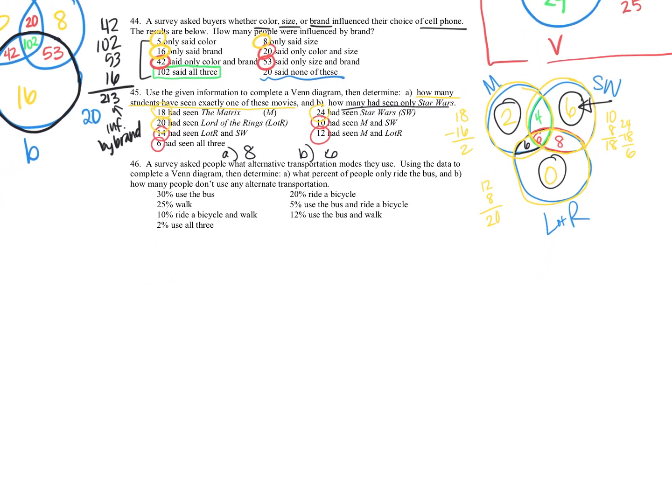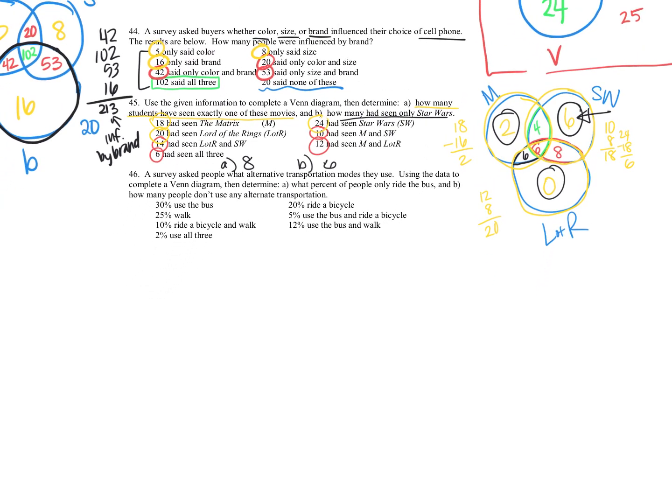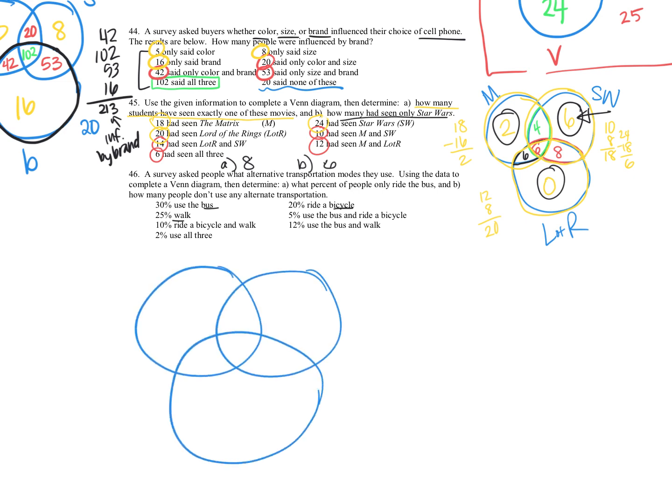All right, the last one, 46. We asked what alternative transportation modes people use. And so they were talking about, let's see, what do we have? A bus, bike, and walking. So I'm going to draw my 3 circles. This is my Venn diagram to try and figure out what all these numbers mean. So I'm going to write people that ride the bus first. So we'll have bus, bike, and walk.